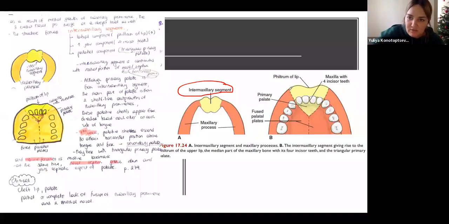So try to see everything that is in yellow here. This is your intermaxillary segment. This is your lip.